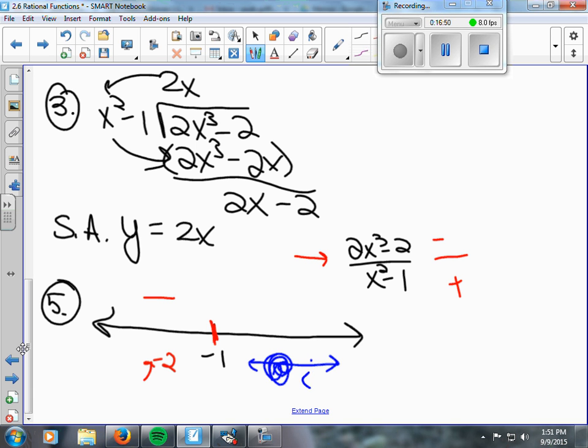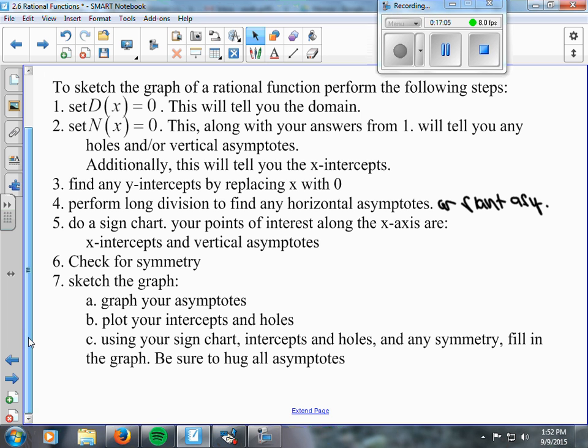So I'm going to test 0 here. When I plug 0 in, I get negative over negative. That's positive. All right, knowing these signs is going to help me when I figure out my final graph. All right, step 6, check for symmetry, and then finally sketch the graph.